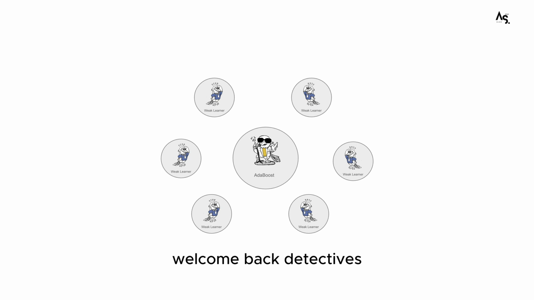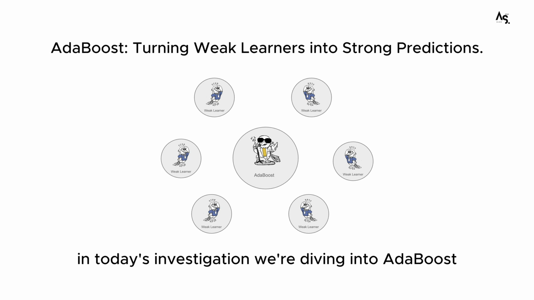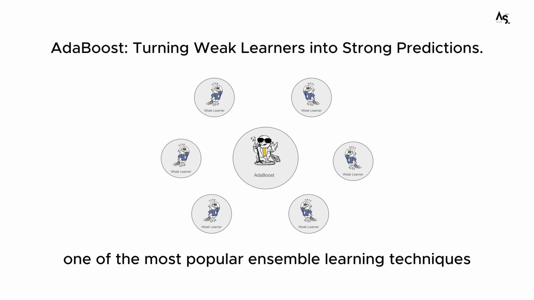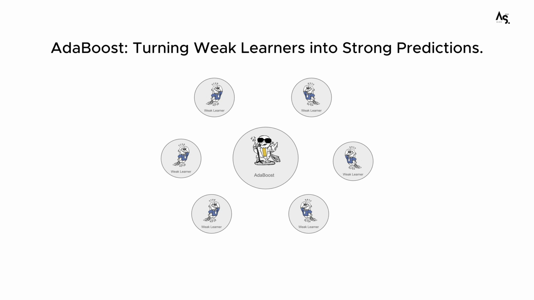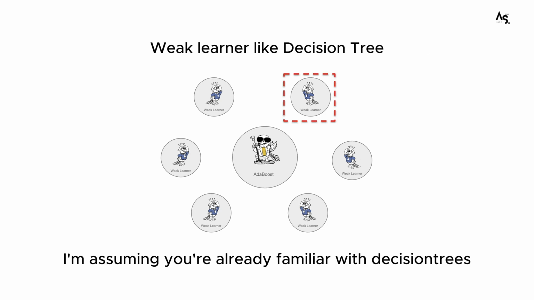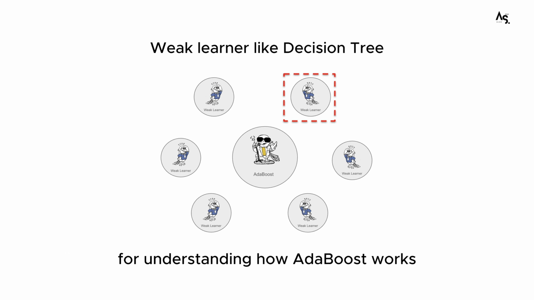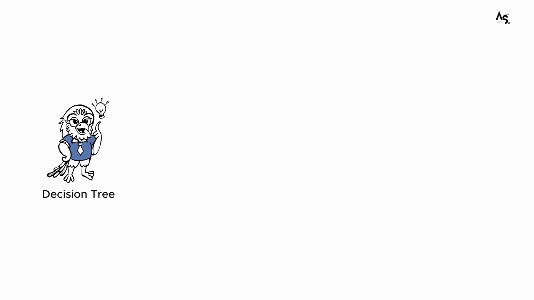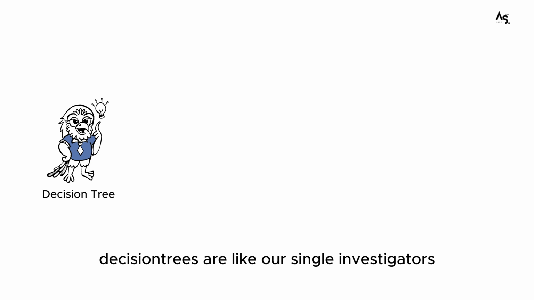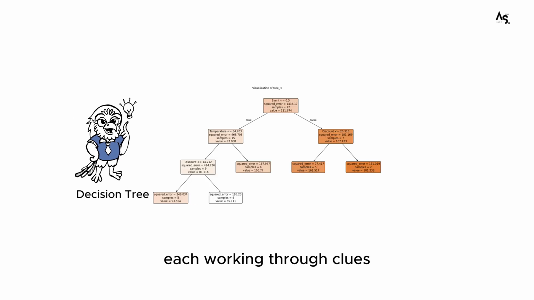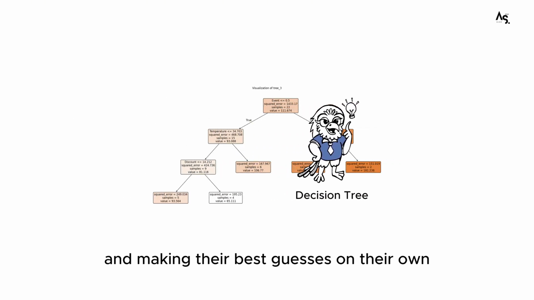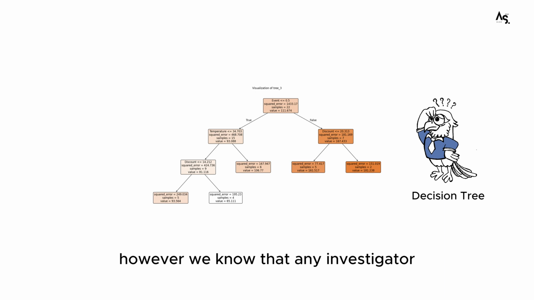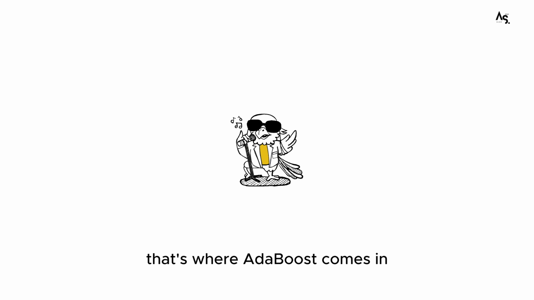Welcome back, detectives. In today's investigation, we're diving into AdaBoost, one of the most popular ensemble learning techniques. Now, before we jump in, I'm assuming you're already familiar with decision trees, as this is crucial for understanding how AdaBoost works. Decision trees are like our single investigators, each working through clues and making their best guesses on their own. However, we know that any investigator, no matter how sharp, can sometimes miss details or make mistakes. That's where AdaBoost comes in.